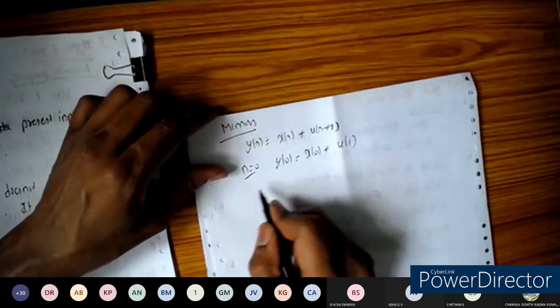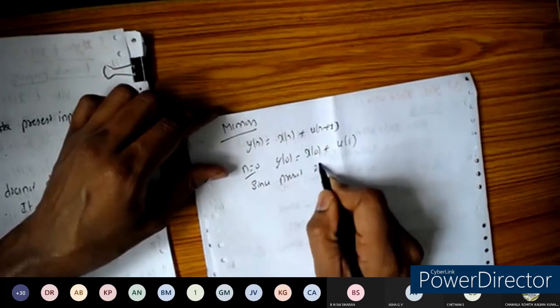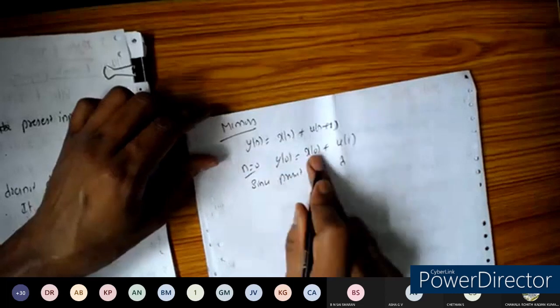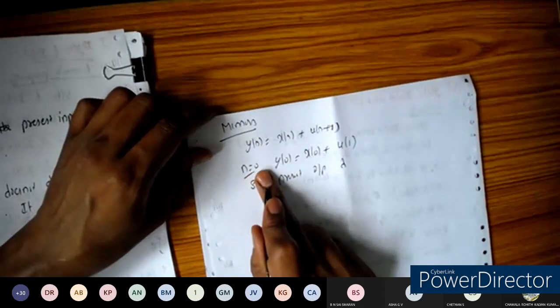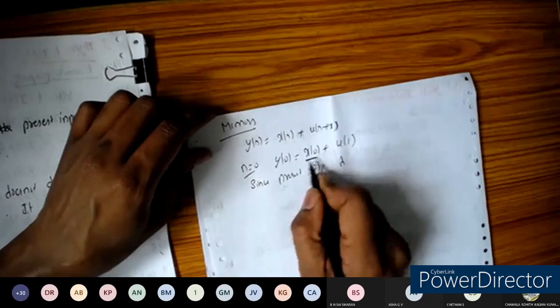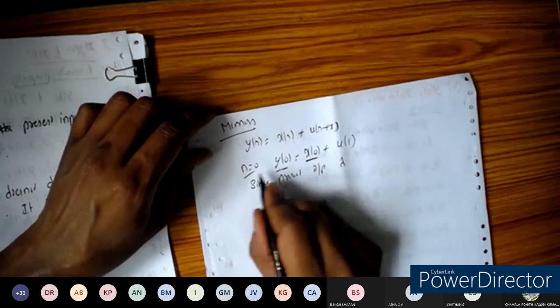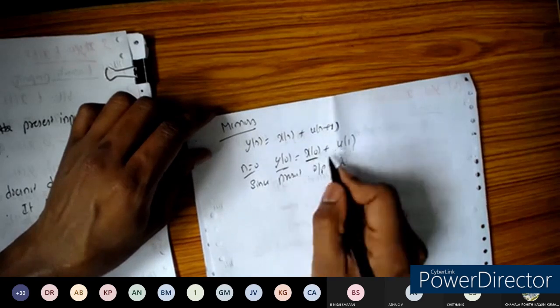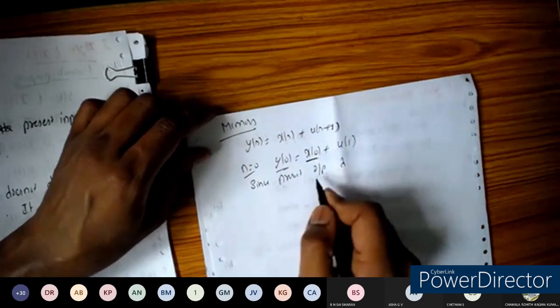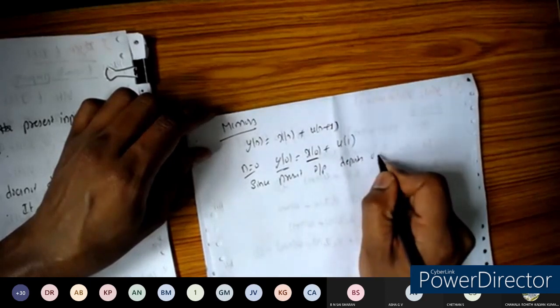If you have any confusion about memory, you can substitute the value of n and verify the answer here. It should depend on the input signal. If it depends on the present input, fine. If it depends on the past input, we can say the system is said to have memory.